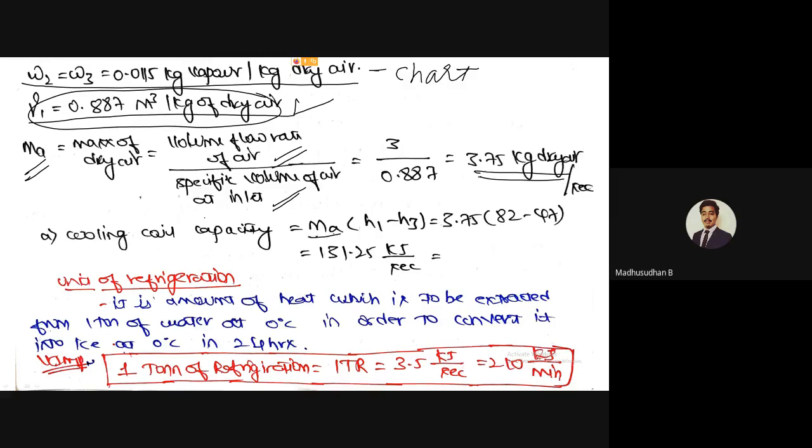Now, cooling coil capacity is given as mass flow rate of air into enthalpy difference. The mass flow rate of air you have just calculated, substitute it as 3.72. You have calculated the values of H1 and H3 from the chart. Substituting, you will get it in kilojoules per second. The value is 131.25.